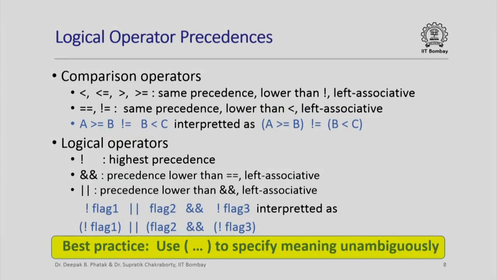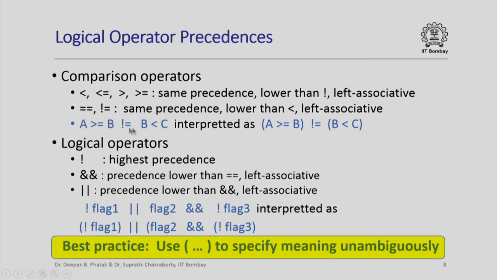Now just like we had operator precedences for arithmetic operators, we also have operator precedences for logical operators and for comparison operators. Less than, less than or equal to, greater than, and greater than or equal to have the same precedence, and their precedence is lower than that of the logical negation operator, and they are all left associative. We have seen what left associative means in our discussion on arithmetic expressions. Equals and not equals have the same precedence, but their precedence is lower than that of less than or equal to and greater than or equal to, and they are also left associative.